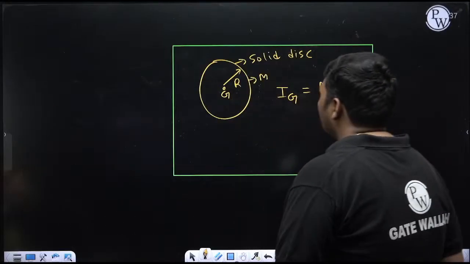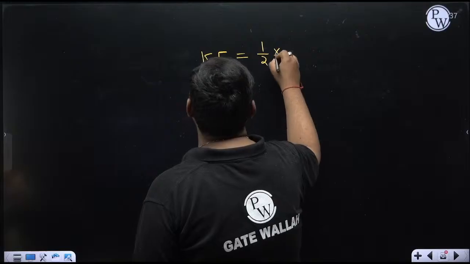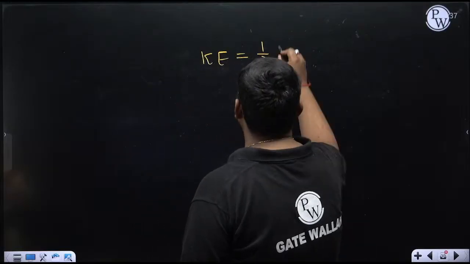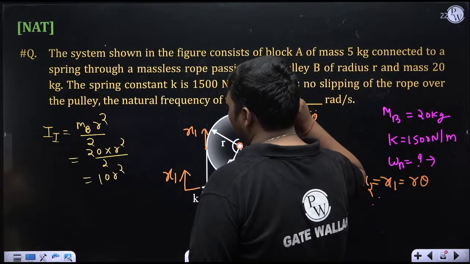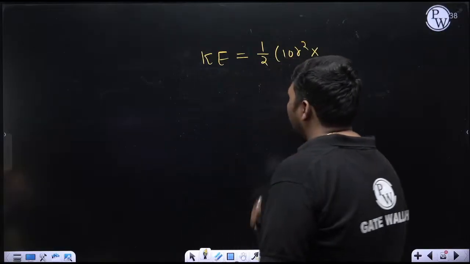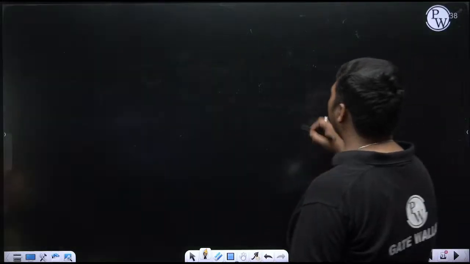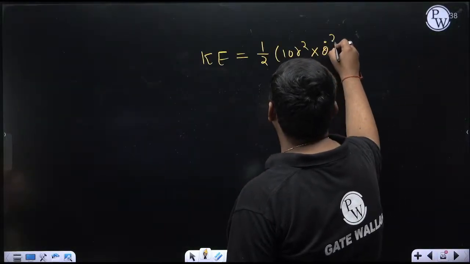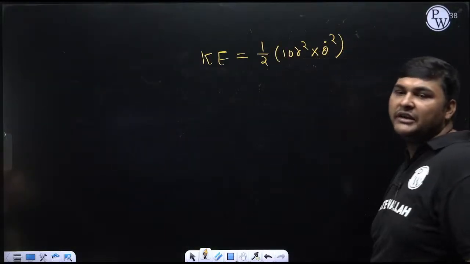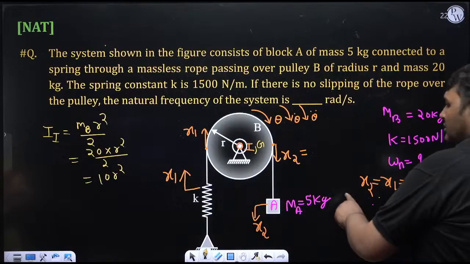So see, the kinetic energy due to inertia of the pulley will be half I_O of the pulley. I am writing directly, which is half into 10 r square into omega square. Omega is the angular velocity. The angular displacement of the pulley is theta, so the angular velocity will be theta dot. So it is theta dot square. Always write it with a plus sign because it is energy. Energy has no direction.